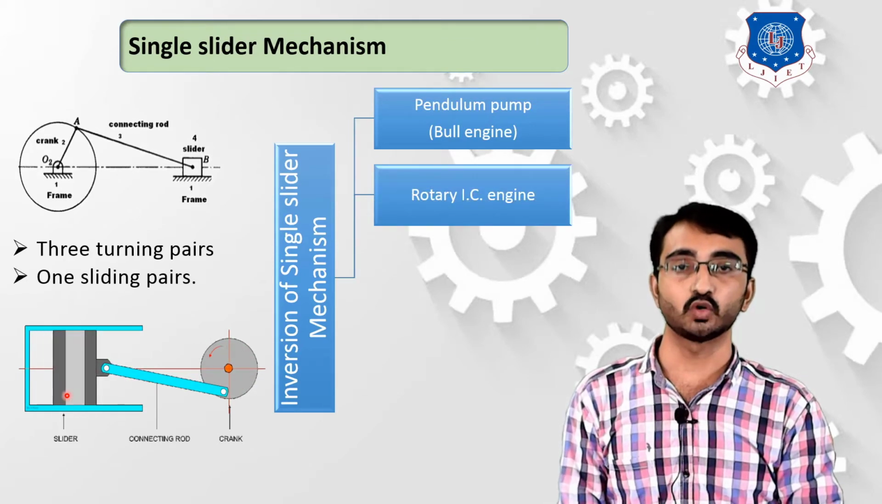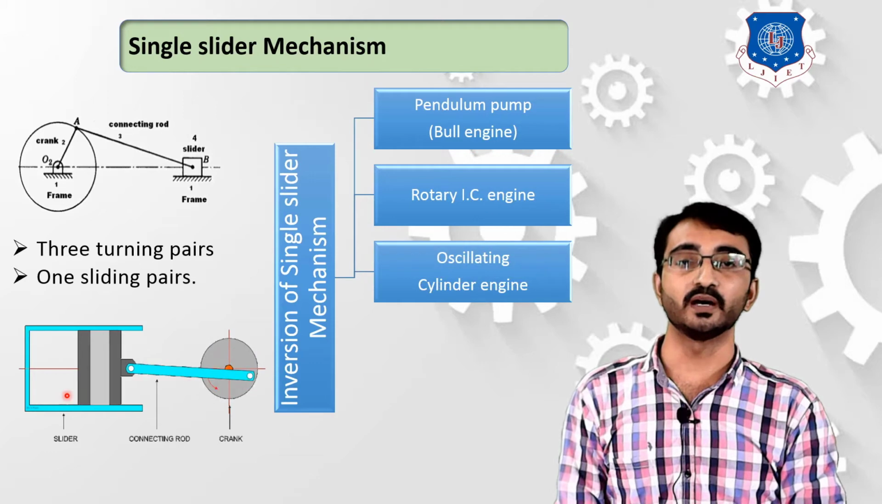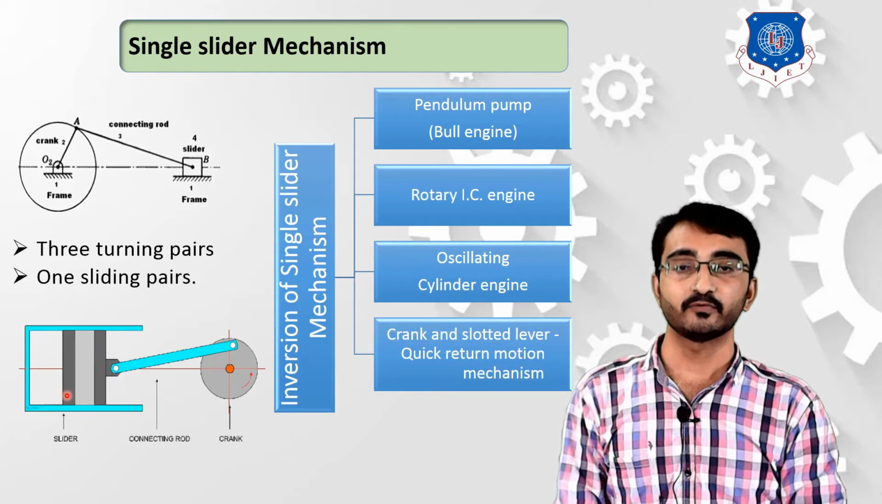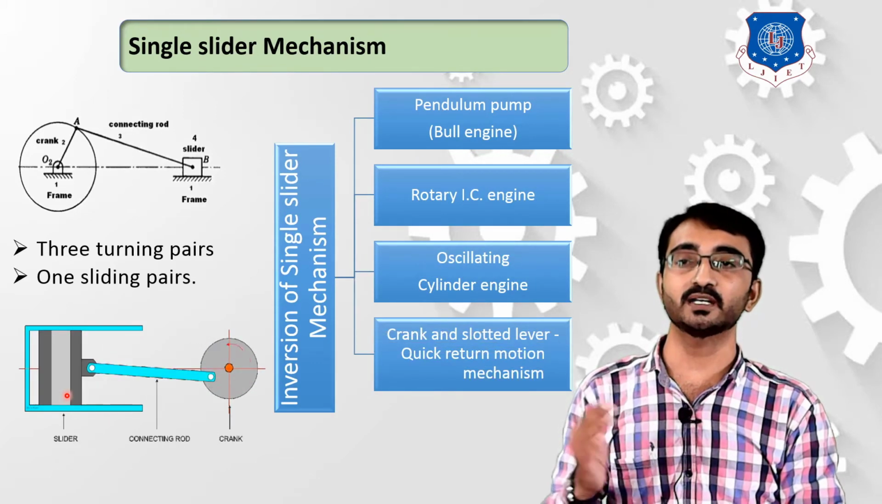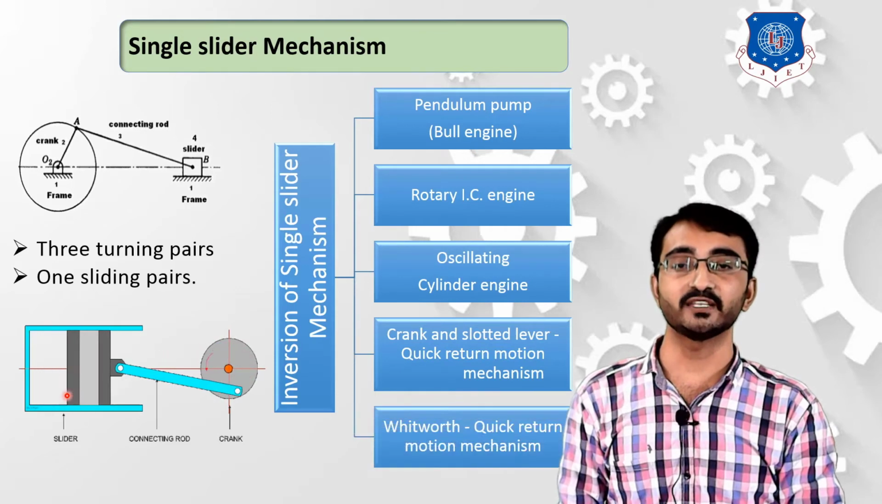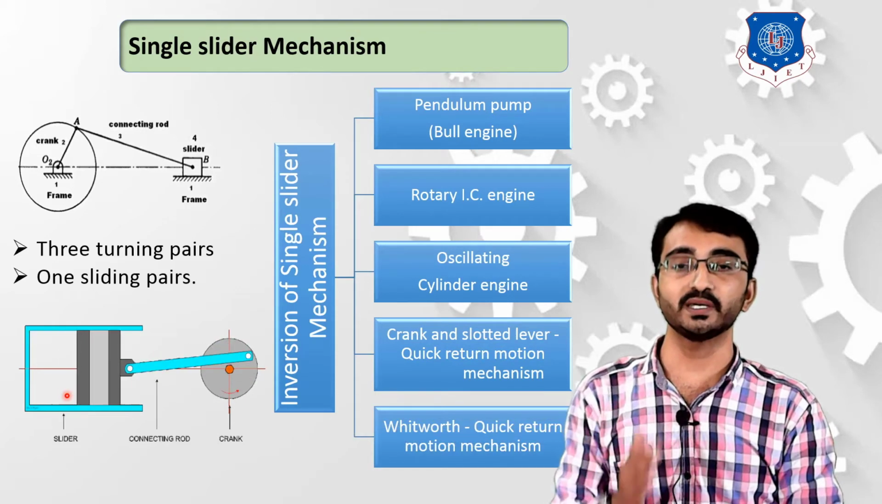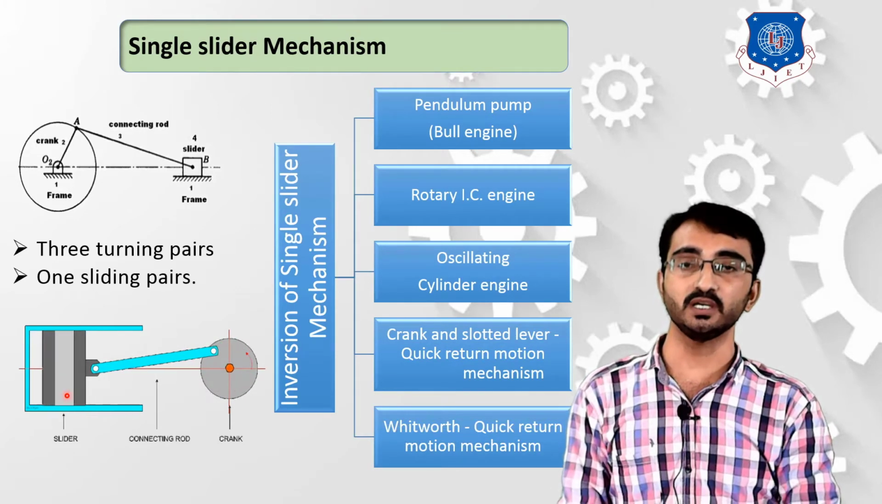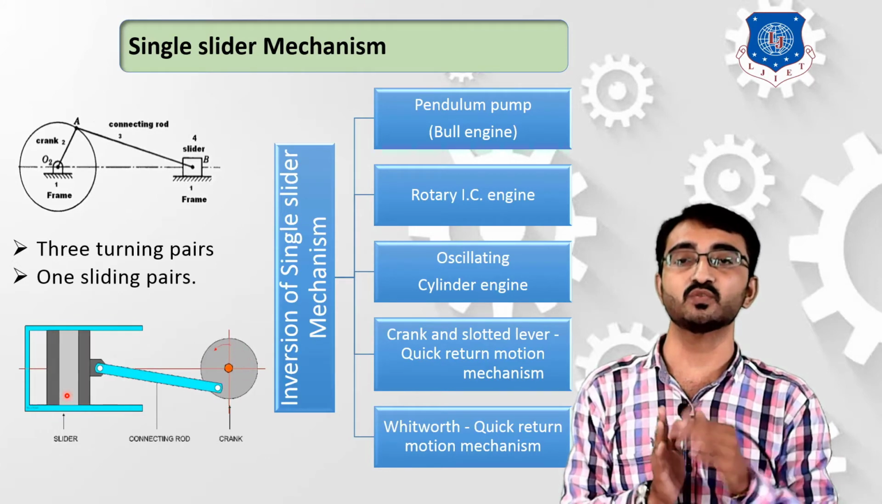Second one, rotary IC engine. Third one, oscillating cylinder. Fourth one, crank and slotted lever quick return motion mechanism, and the fifth one, that is Whitworth quick return motion mechanism. Okay, so let's learn these mechanisms one by one.